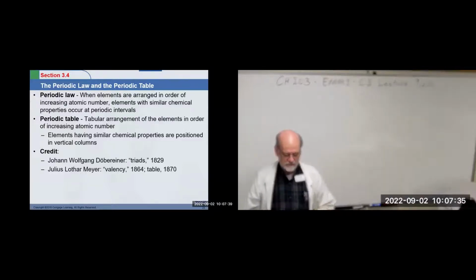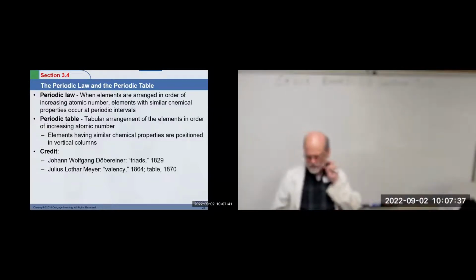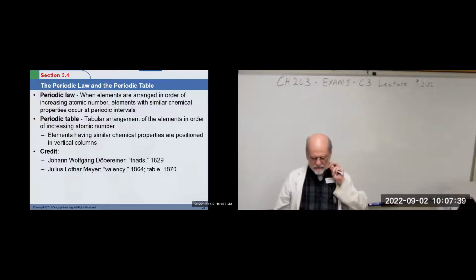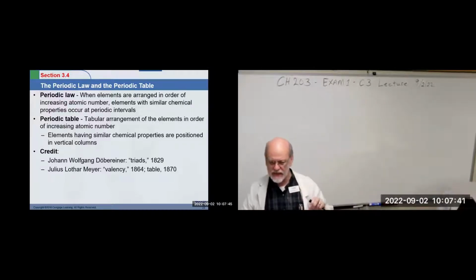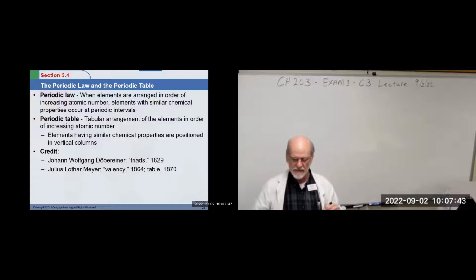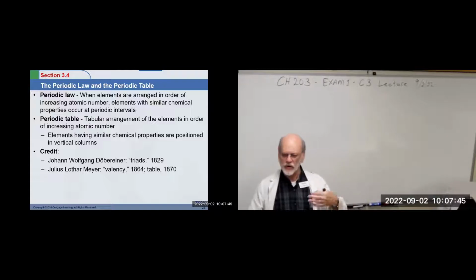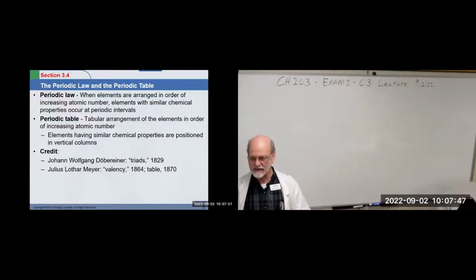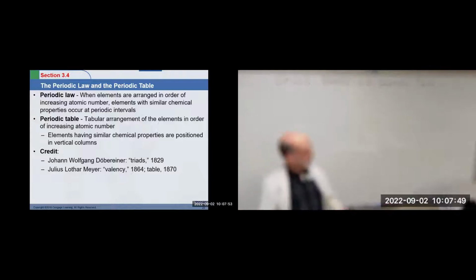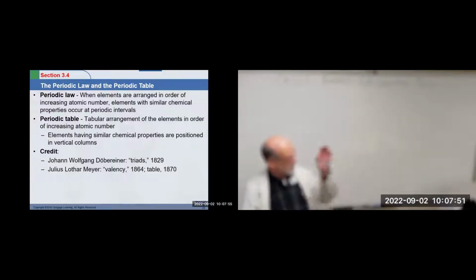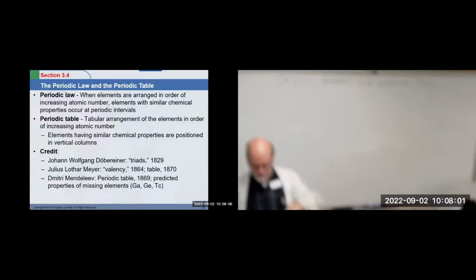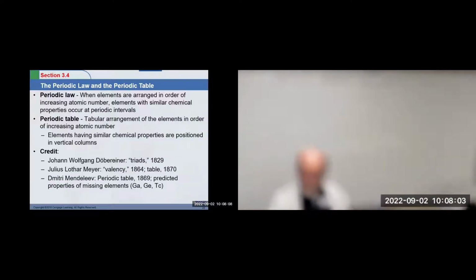Lothar Meyer, these are both Germans, actually put them in tables, and he used the concept of valency. Valency was their term at that time for how reactive they are. The alkali metals were extremely reactive. The alkaline earths were a little less reactive, so they had a different valence, and so forth and so on. But that's as far as he went.